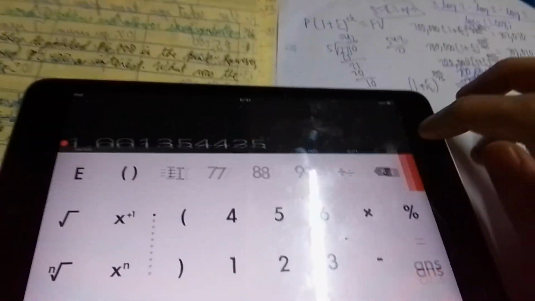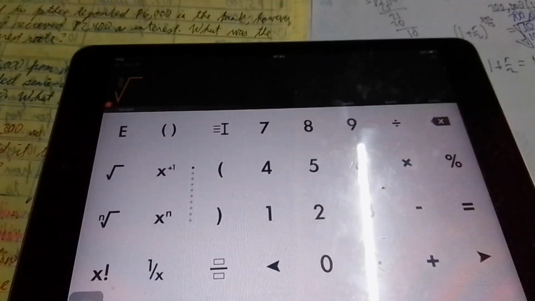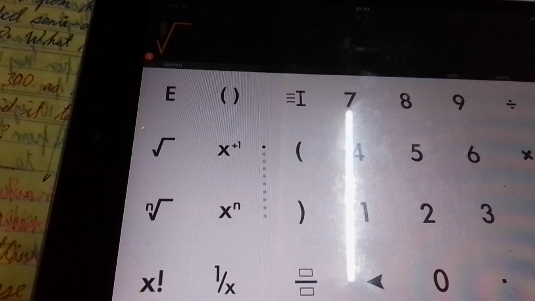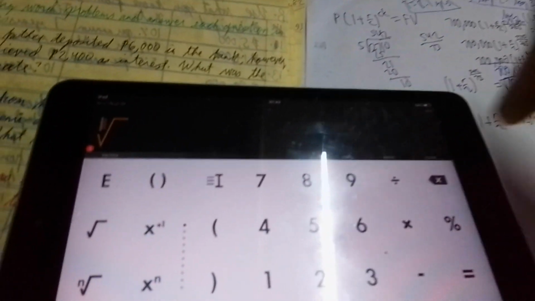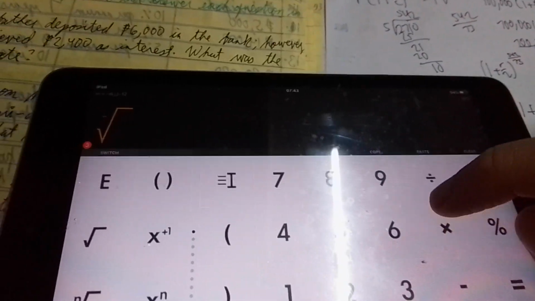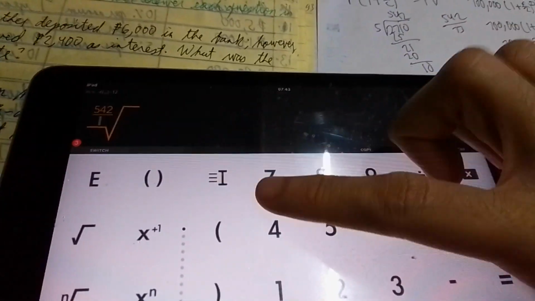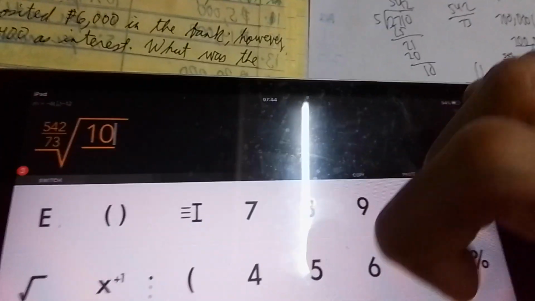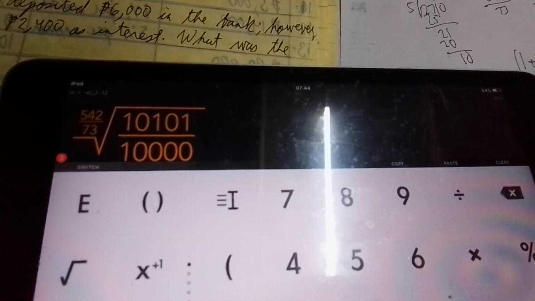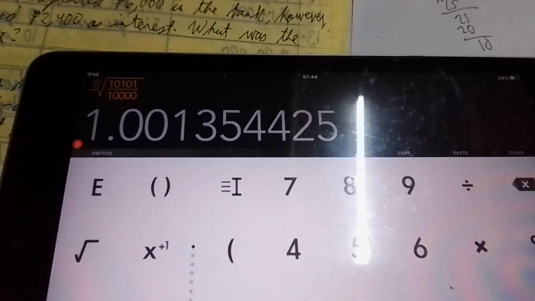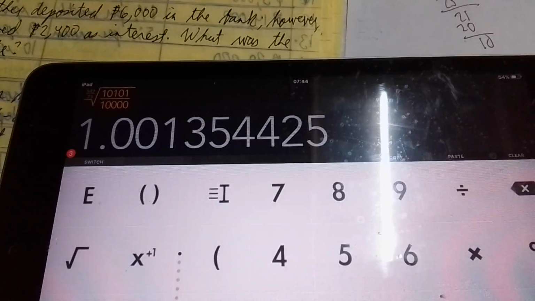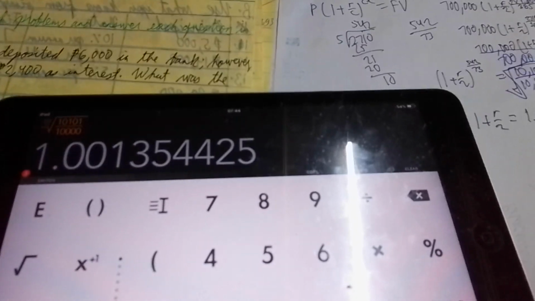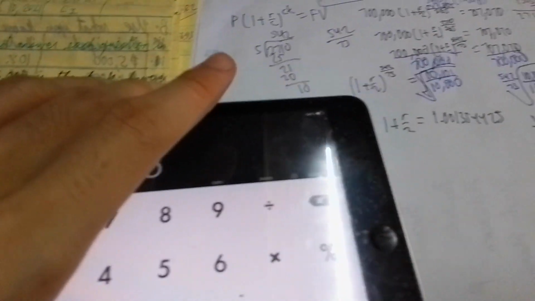Now let's try it the other way. Remember, if you're going to use the root, you saw there is an n-th root. So doing that, you're supposed to do this. And then you put the fraction of 542 over 73. And then inside, you have this value. Do you think you still get the same answer? Do they match? If they do match, you are correct. Thank the Lord we got the answer right.